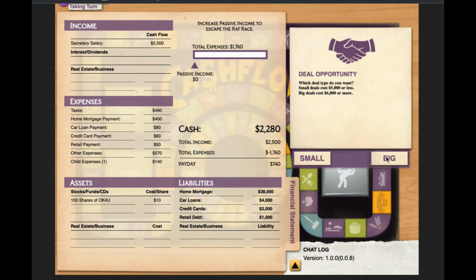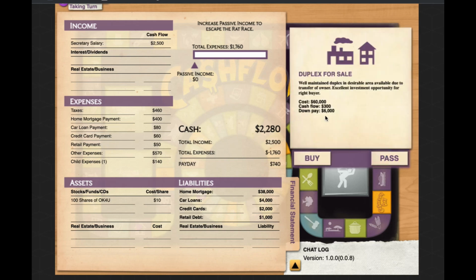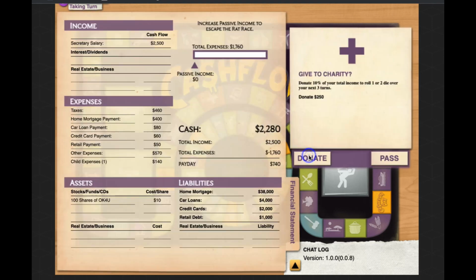So look, we did a big deal. This is $6,000, and we would have a cash flow of $300 for a duplex. So that's essentially $30,000 per unit. I'm gonna pass on this. The next one, I'll probably do something a little bit more fun.